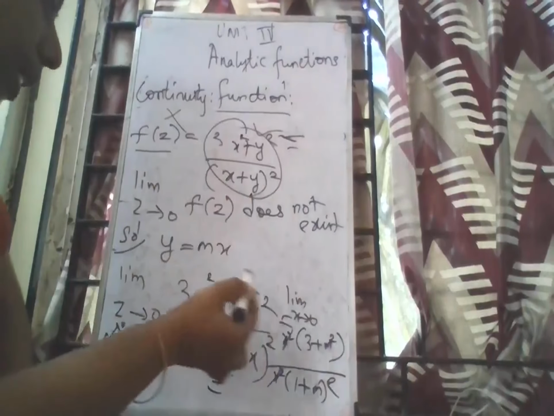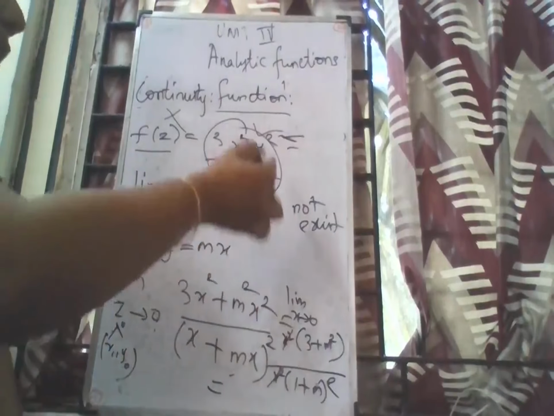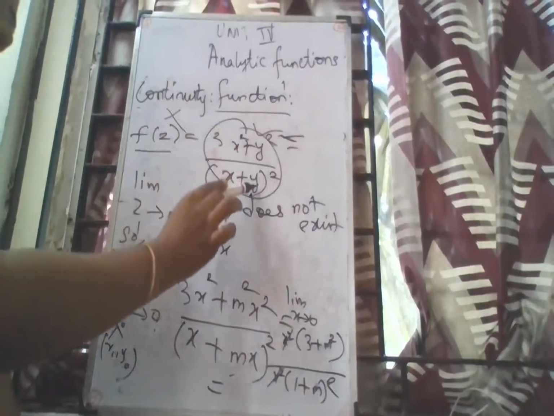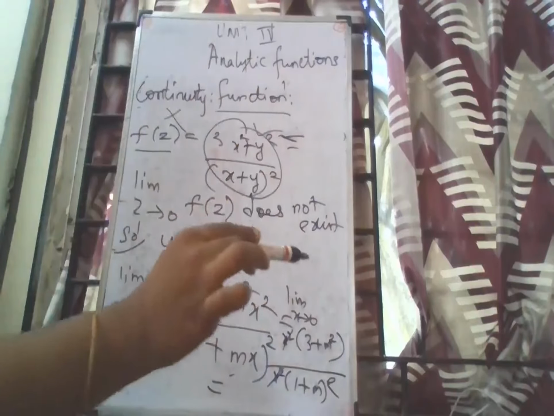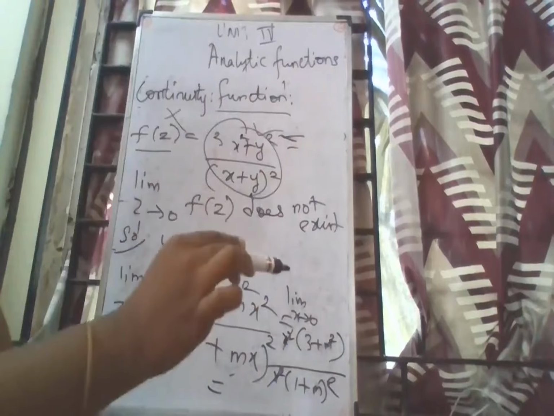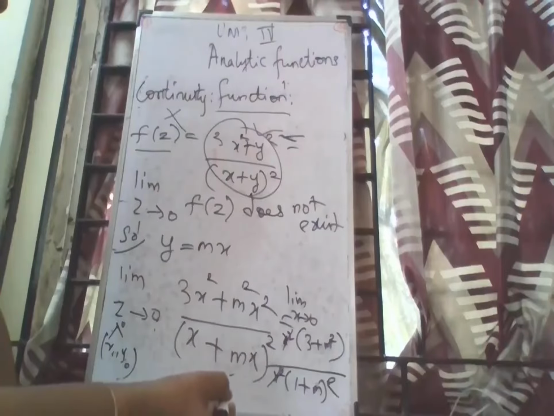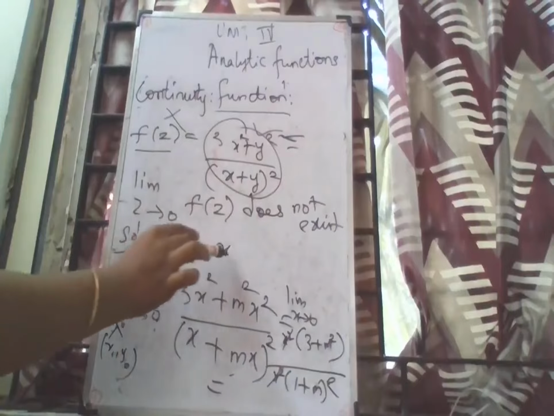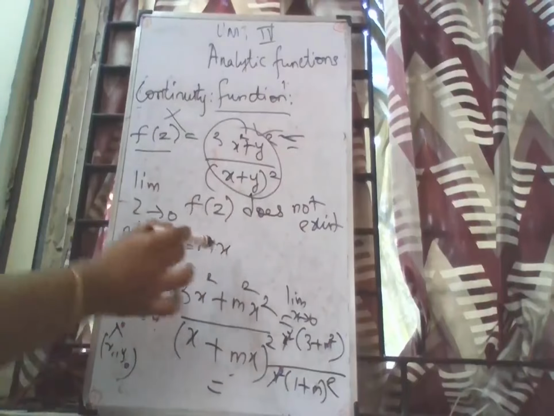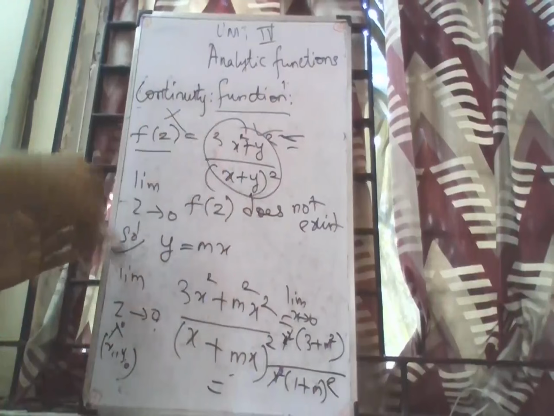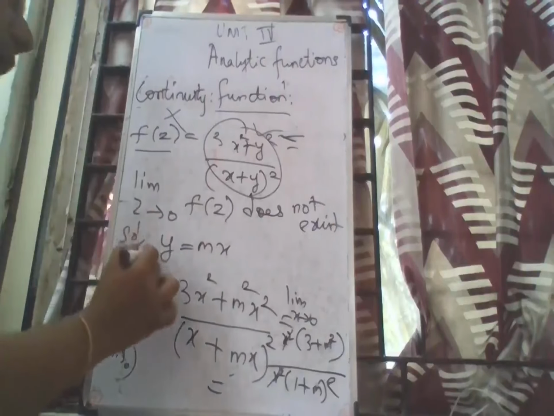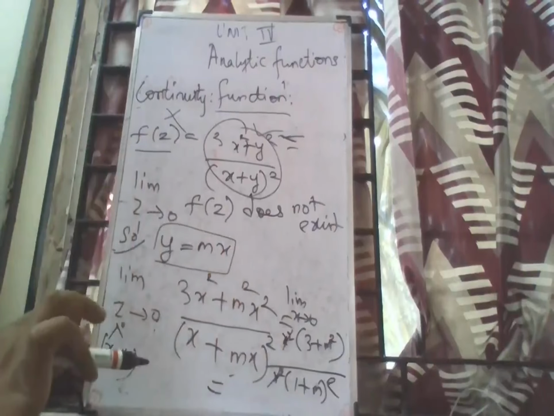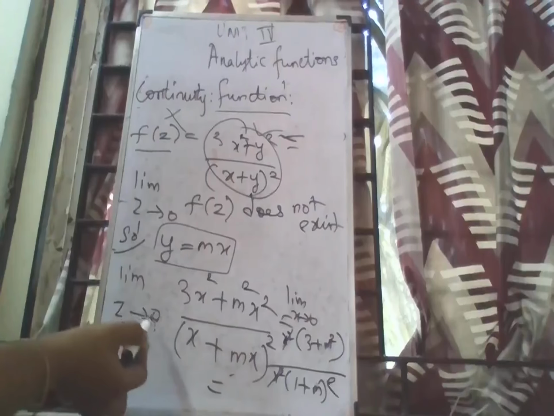Once again I'm repeating, y equal to mx I'm taking as a path for this function. They have defined the function like this, and they said that a function f of z does not exist. So how to know whether it exists or not? For that I have to give the proof. I need a certain path for this function in order to show whether the function exists or not. So I have taken y equal to mx, and then the limit, as I said, z tends to 0.